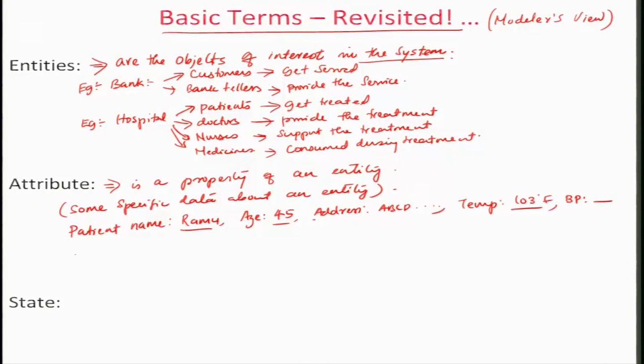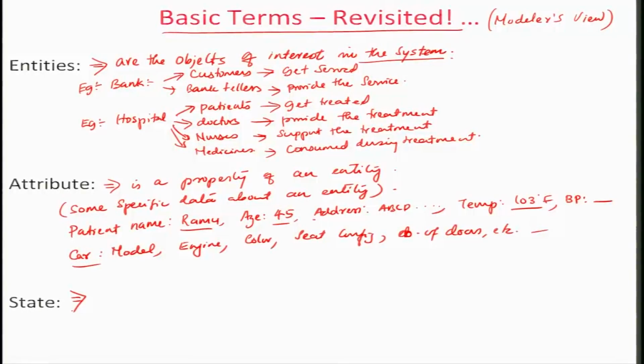If you are talking about a car that is being manufactured, then you have the model, engine, color, seat configuration, number of doors, etc. These are all attributes of the particular entity called a car. So, any entity has properties, and we use these properties in the simulation study to learn more about the aspects of the entity.